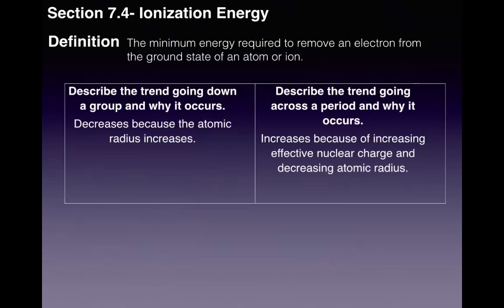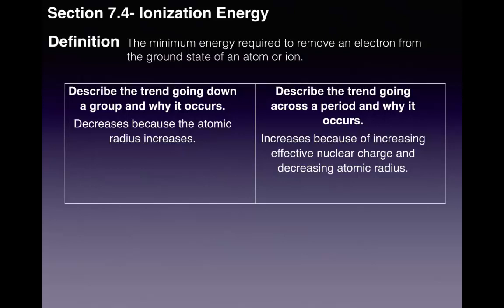So let's talk about the trends. As we go down a group, ionization energy decreases. The reason why ionization energy decreases as you move down a group is because the atomic radius increases. So if the electron is farther away from the nucleus, then the attraction it has for the nucleus decreases, which means that the energy required to remove it also decreases.